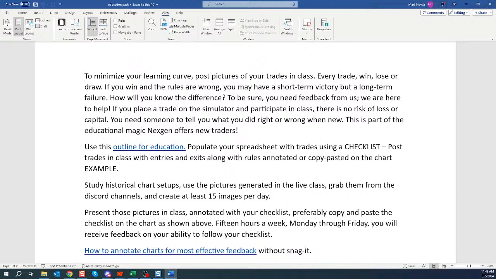Get on that simulator. Place your trades. Participate in class. You can't lose money like that. You can't lose money practicing. You can't lose money back testing the software to make sure that it works.